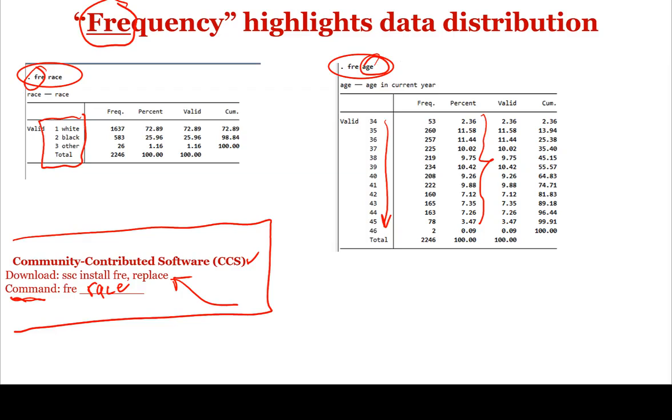One other thing, I guess, is that in the total data, again, we have 2246 in terms of our total observations for these two variables.